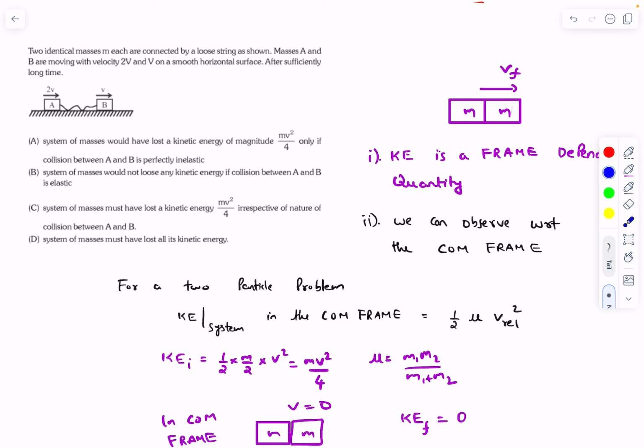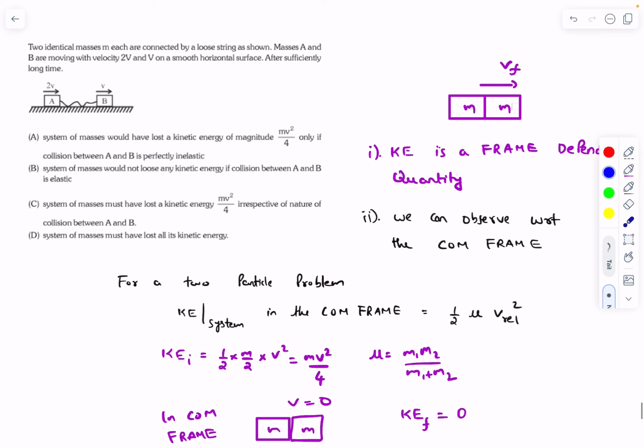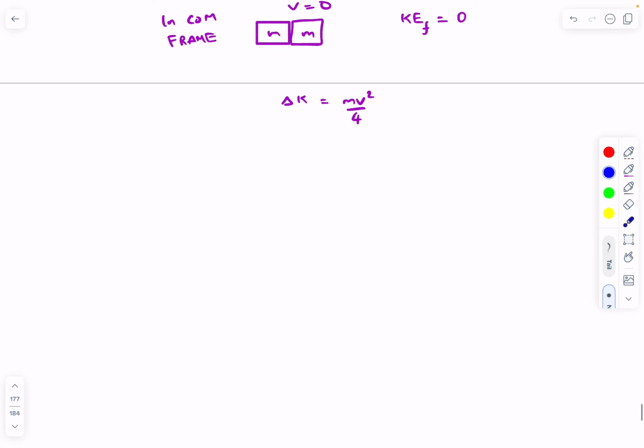Okay. And the third option, they're saying the system of masses must have lost a kinetic energy mv square by 4 irrespective of the nature of collision between A and B. And the D option says it has lost all its kinetic energy. Okay, so now we still haven't talked about the string, right? The role of the string in this problem. So now let's try to bring the string into the picture.